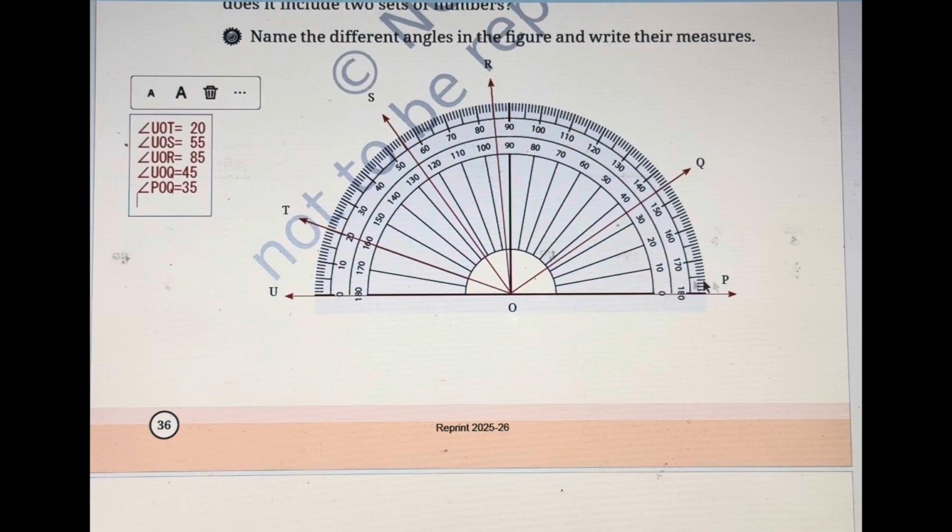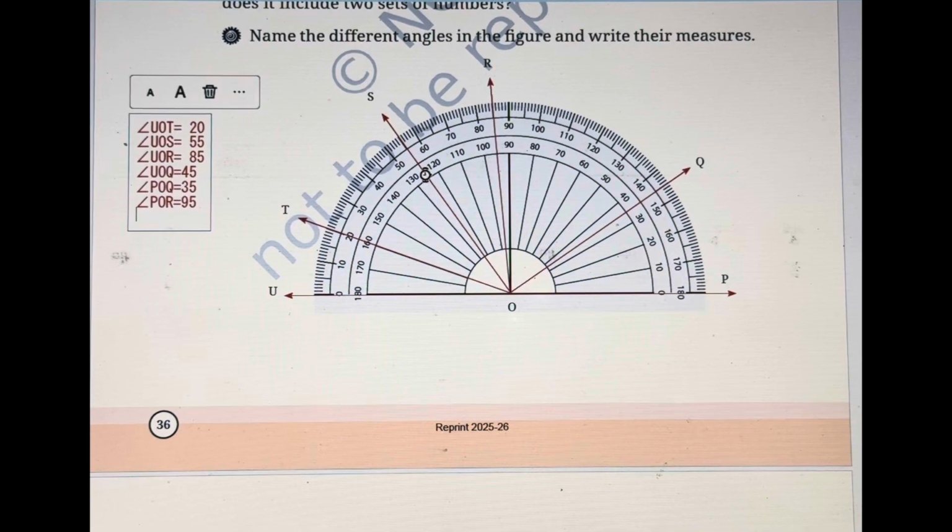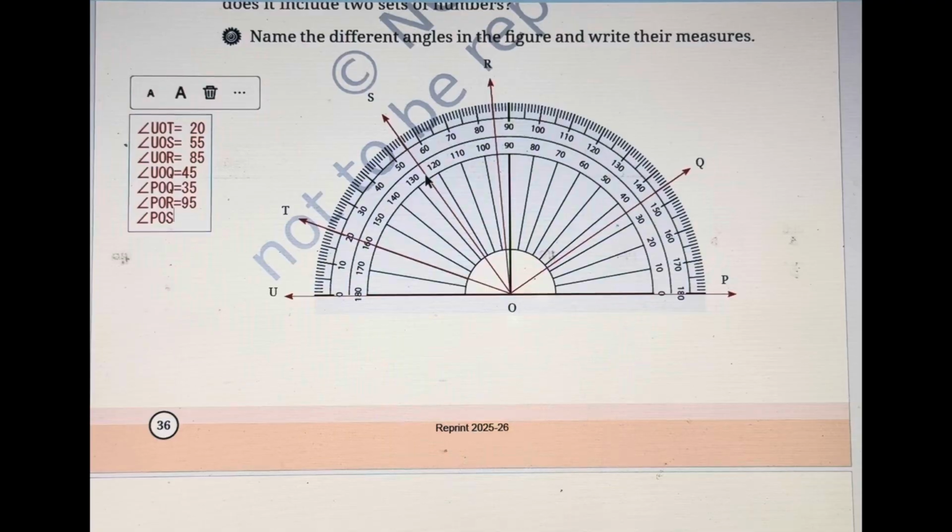Then if we see the next one, POR, we are seeing the inner scale, so between 90 and 100. So angle POR is equal to 95 degrees. Correct? Now we see the next angle, POS, and we see the inner scale. So it is between 120 and 130. So it is 125. POS is equal to 125 degrees.